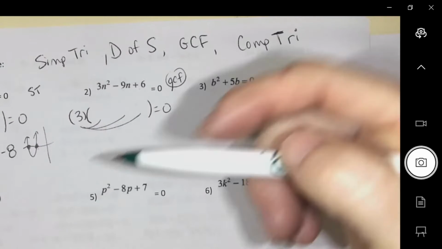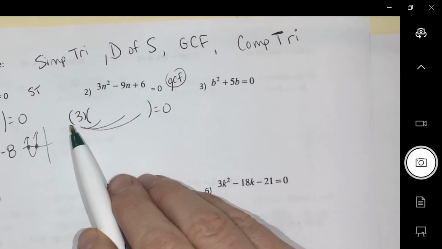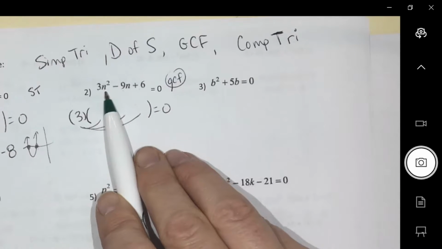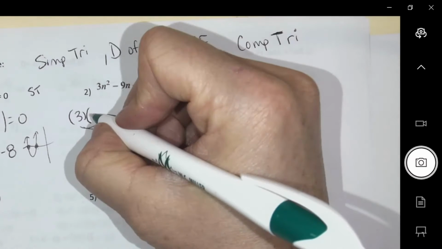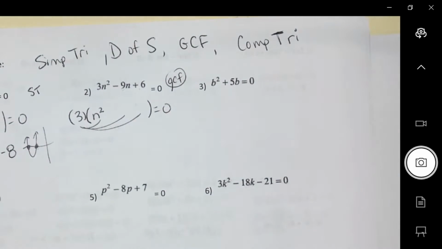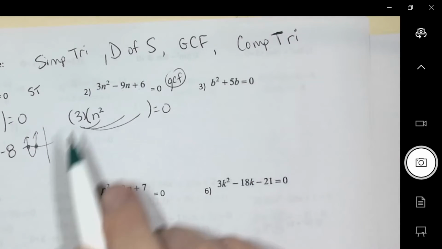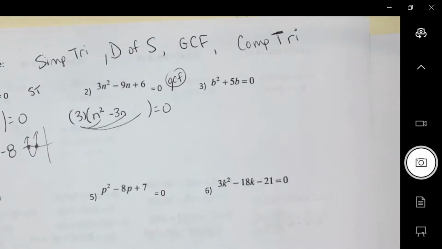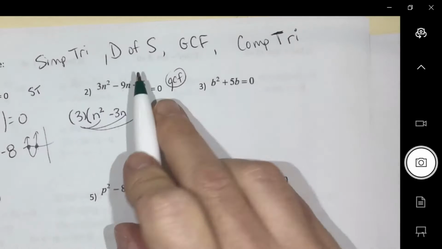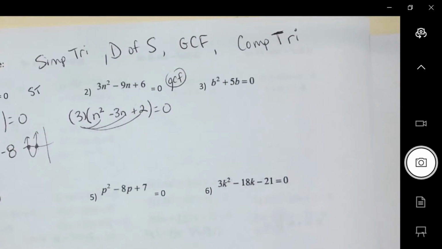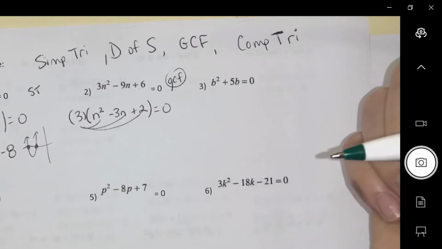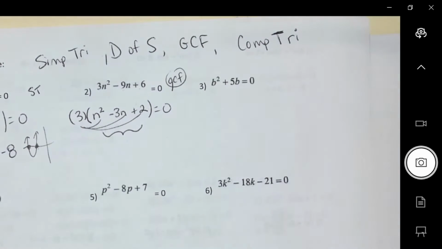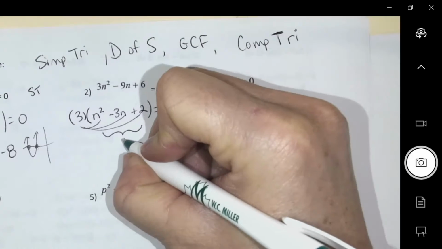Okay, so now I'm going to say what's left. 3 times what is going to be the 3n squared? N squared. 3 times what is the -9n? It's -3n. 3 times what is the 6? 2. Okay, now that is a simple trinomial.